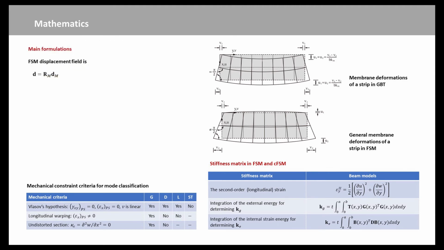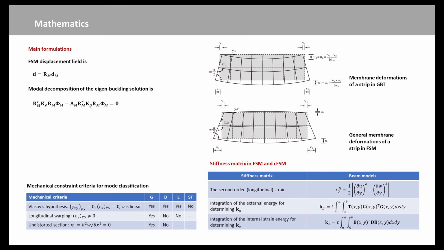Especially, any FSM displacement field d may be constrained to any deformation space M, where M equals G, D, L, and ST, via d equals Rm times dm. Explicit determination of Rm is lengthy, but not overly complicated. The shape functions are applied with the mechanical criteria of the table to achieve the desired constraint matrices.